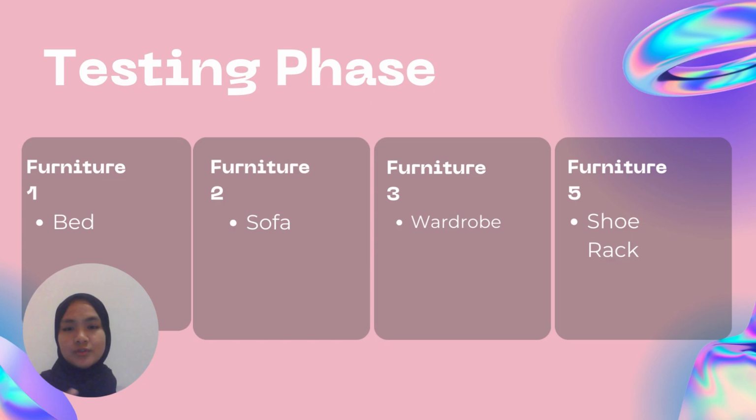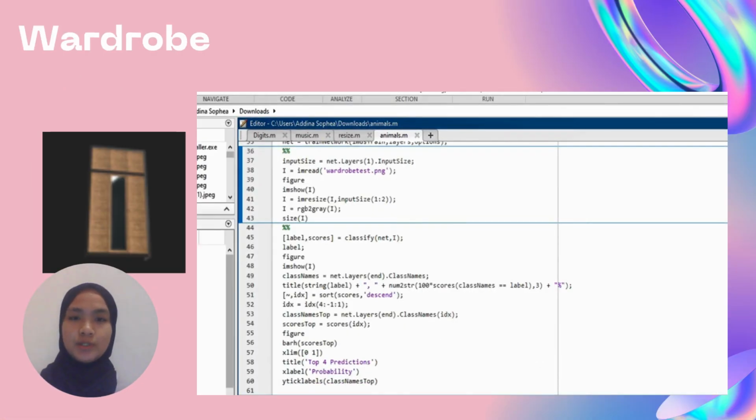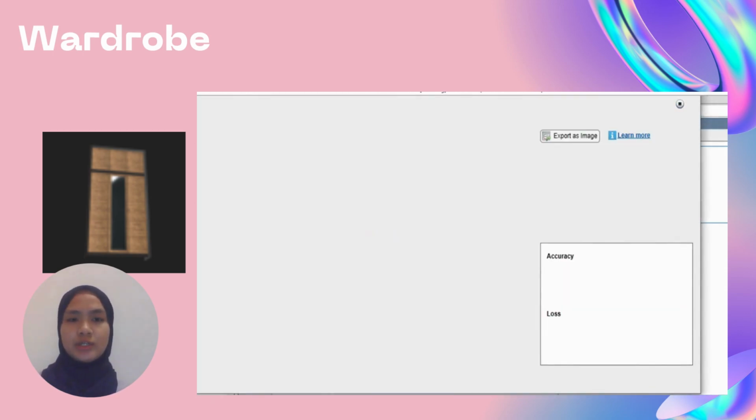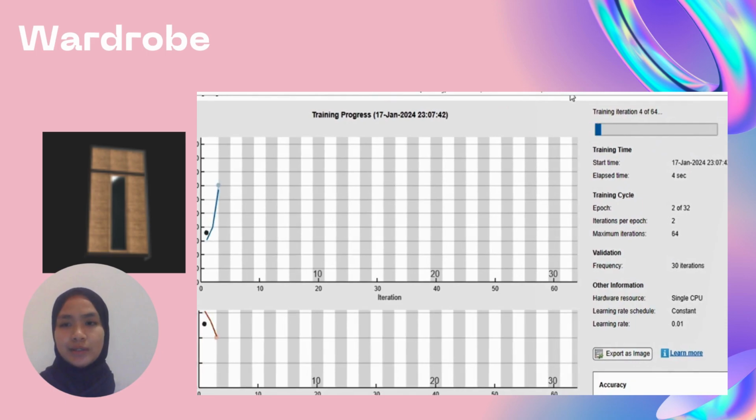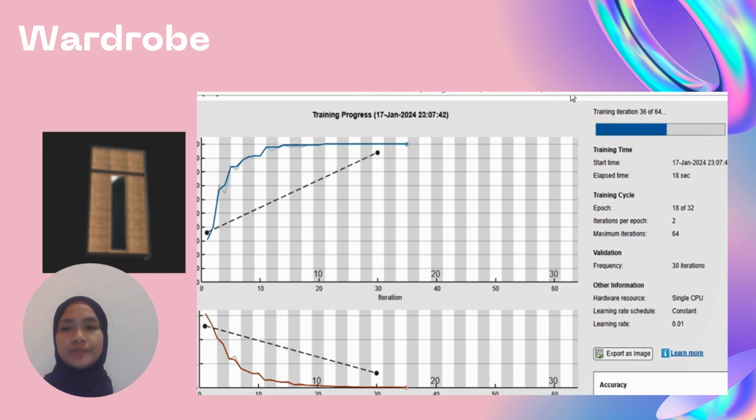So the next part we're showing is the testing phase demonstration, in which MATLAB needs to predict the picture of a set of furniture, which are sofa, bed, shoe rack, and wardrobe. So the first testing we need MATLAB to predict is the picture of the wardrobe that I put on the slide as a tester, and I already tested it on MATLAB and screen recorded to show the results. So I insert the name of the picture, called wardrobe test, here and run this code.